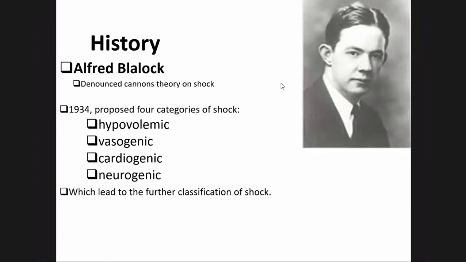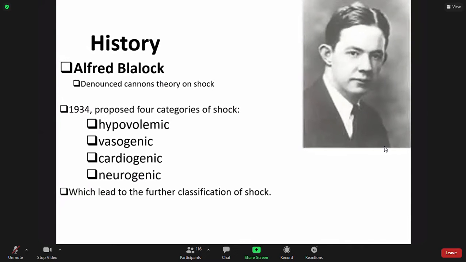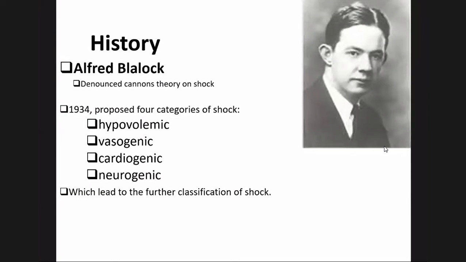Then we have Alfred Blalock. He denounced Cannon's theory on shock. Blalock documented that the shock state in hemorrhage was associated with reduced cardiac output due to volume loss, not a toxic factor. So in 1934, he proposed 4 categories of shock: hypovolemic shock, vasogenic shock, cardiogenic shock, and neurogenic shock, which led to further classification of shock.